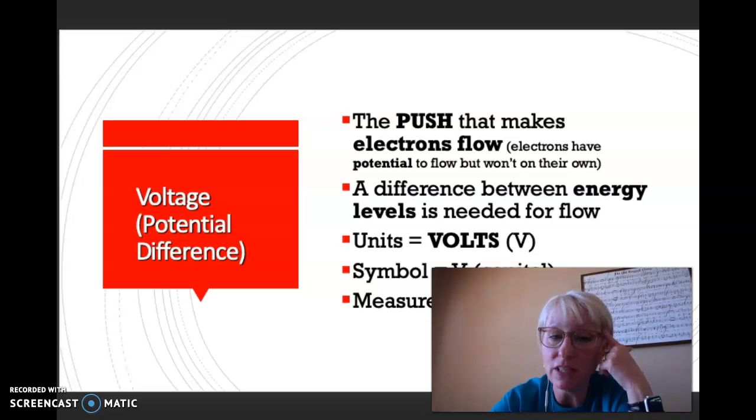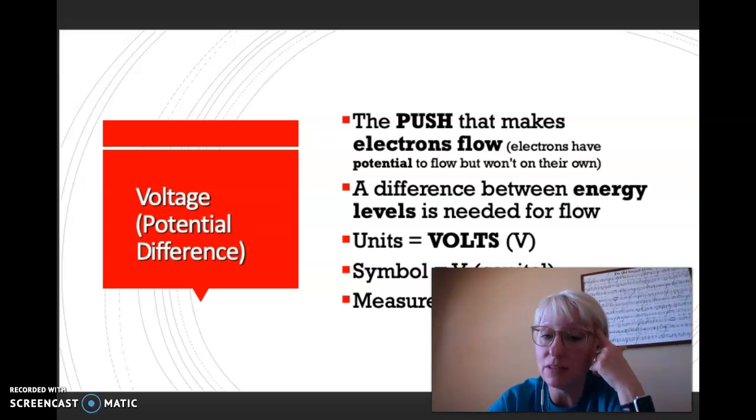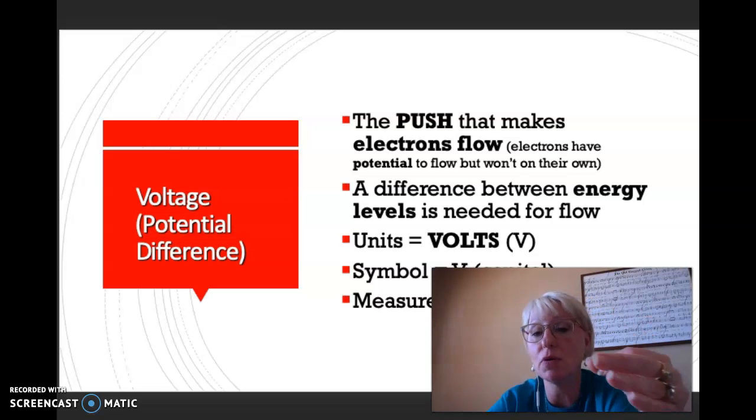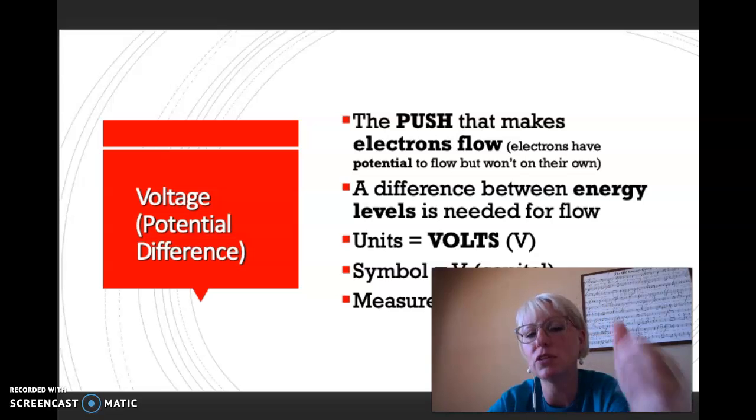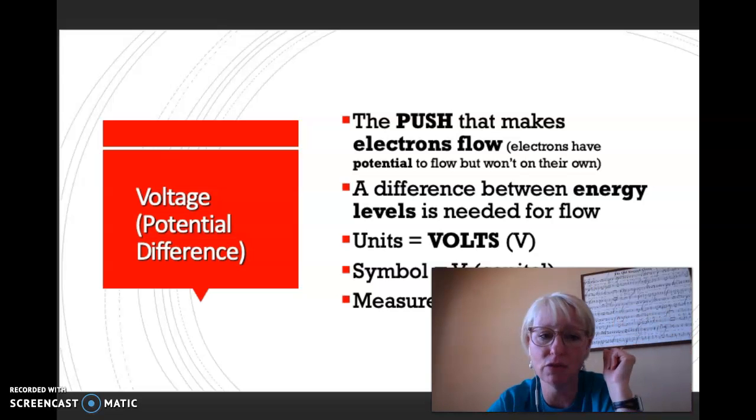So voltage is pretty simple. It's a pretty easy concept to remember because everything has to do with volts. The only confusing part for some students is when we use the word potential difference. I just want you to remember it means the same thing as voltage.